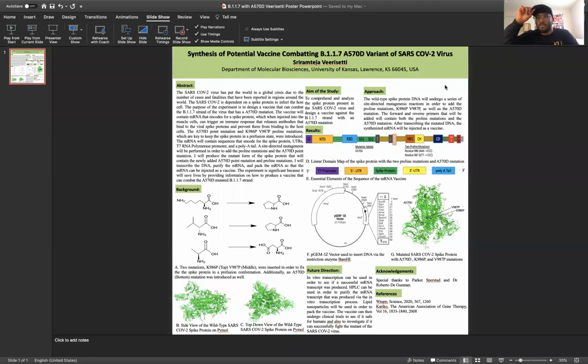Hi, everyone. My name is Veerisetti, and today I'll be talking to you about synthesizing a potential vaccine that combats the B.1.1.7 A570D variant of the COVID-19 virus.